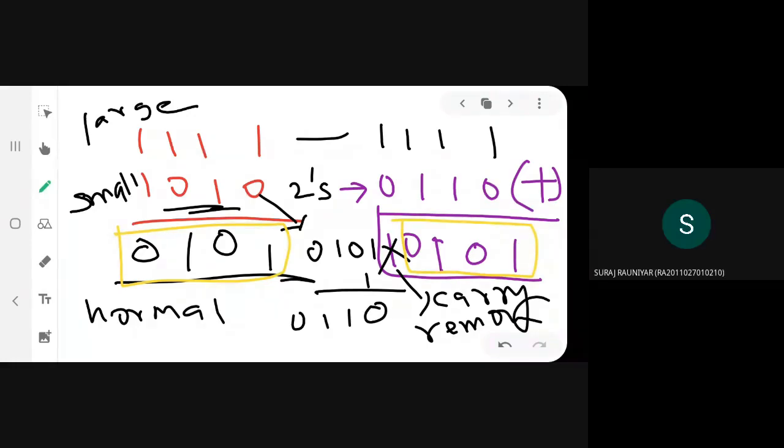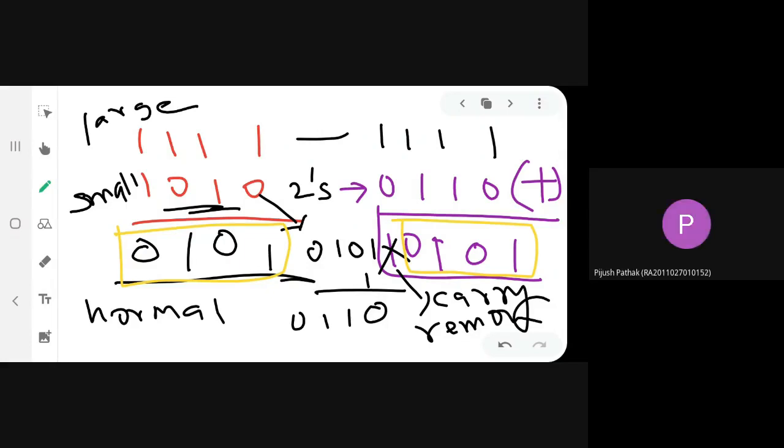Yes, ma'am. Understood? Yes, ma'am. So by two's complement, if you want to subtract a smaller number from a larger one, what is the procedure? What is the procedure? If people are there in the class, or my voice got cut again.